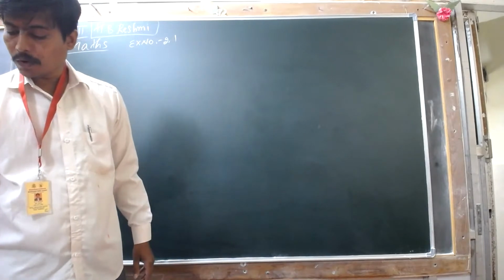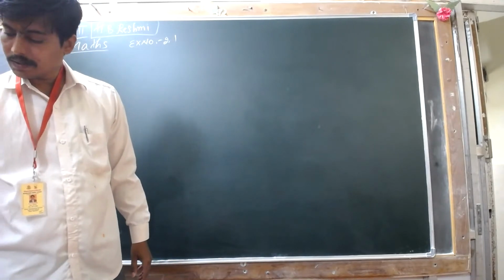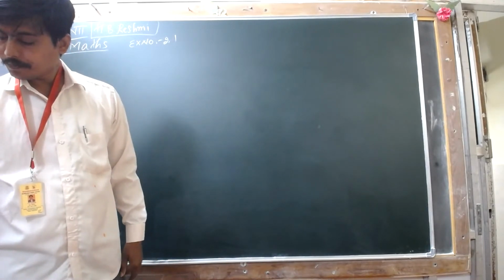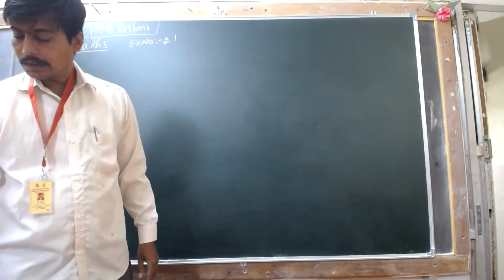Sir has talked about exercise number 2.1, the second problem. Now we'll move to the third problem. What is the third problem? It is about a magic square.